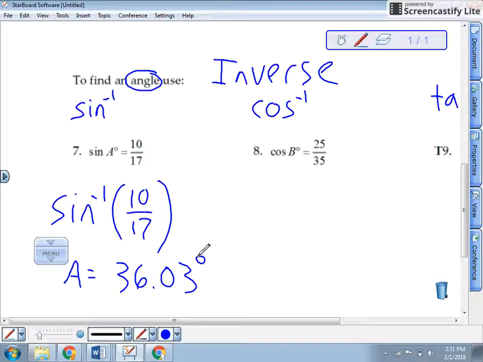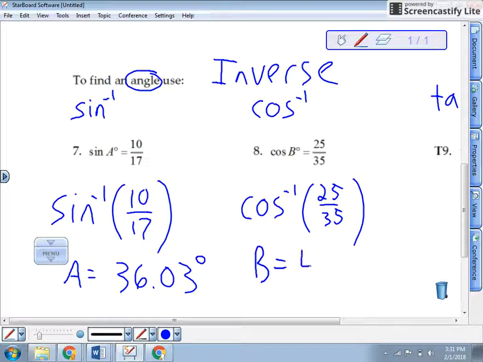They're pretty straightforward. For this one, use the cos inverse button. 25 divided by 35. Hit enter. You're going to get B equals 44.4 degrees. I'm just kind of rounding these.